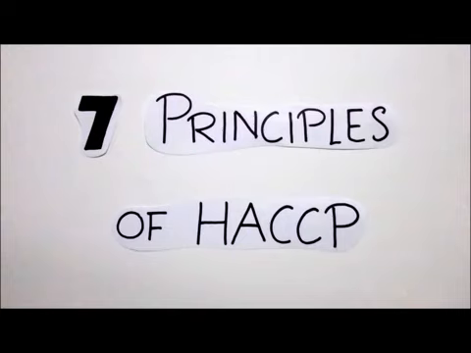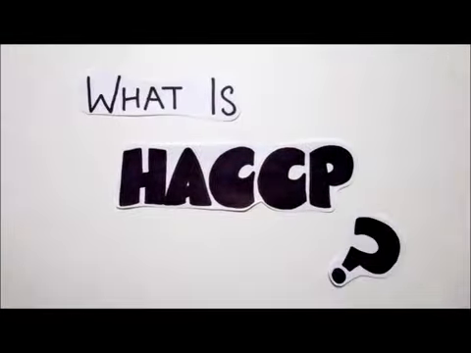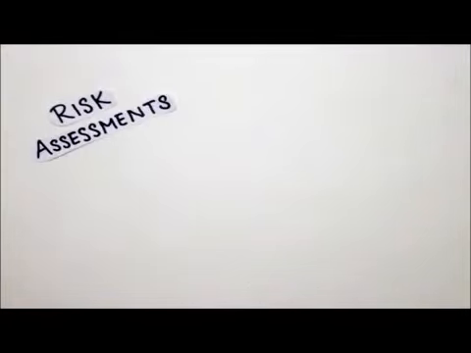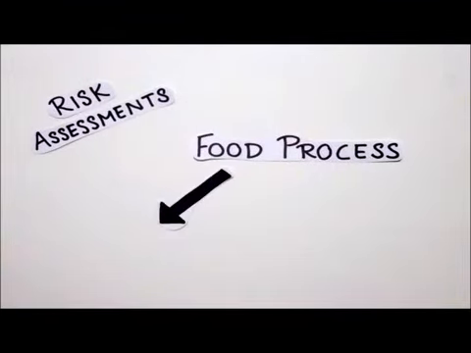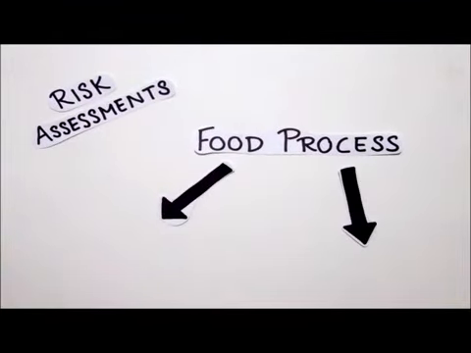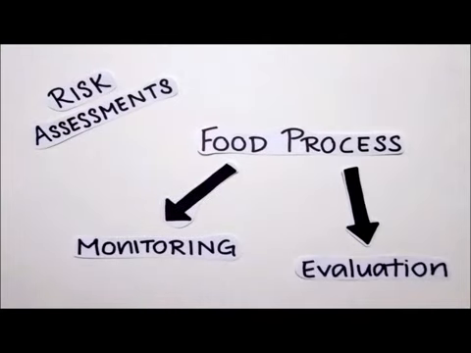HACCP, also known as Hazard Analysis and Critical Control Points. So, what is HACCP about? HACCP is actually a quality assurance system designed to prevent problems before they actually happen. It includes risk assessments, monitoring and evaluation of the food process, which helps reduce errors. And as with any system, it needs to be verified to ensure that the system works.